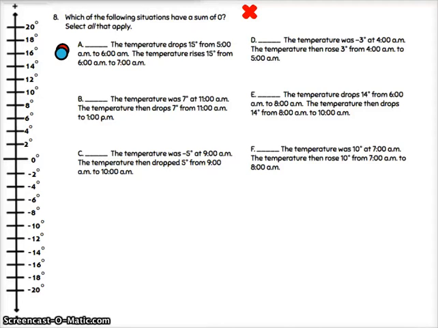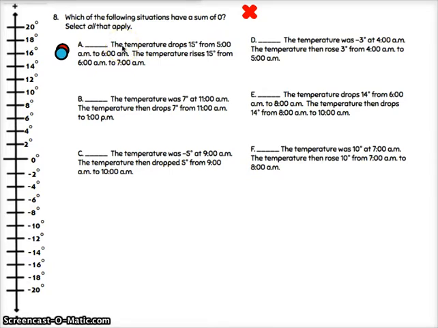Question 8 asks, which of the following situations have a sum of 0? Select all that apply. There is a number line over here that you can use to model the situations. However, the first one doesn't give you what temperature it starts at, so you can't really use the number line. So let's think about this.